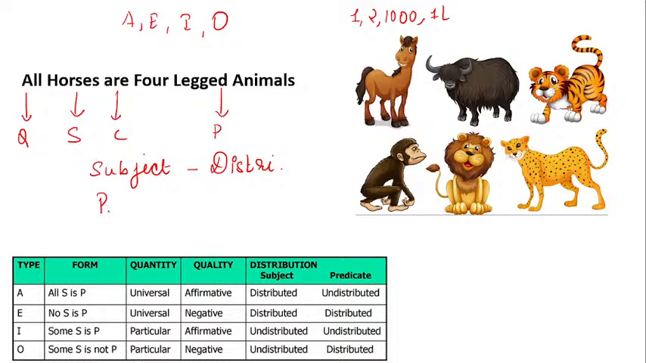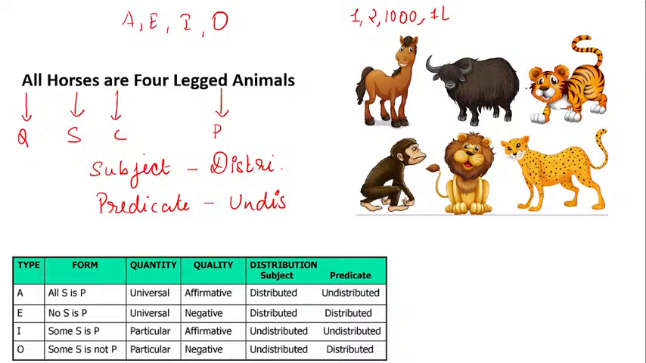Now the predicate, let's look at the predicate. Should it be distributed or undistributed? Students, four-legged animals. Since all horses are four-legged animals, the predicate is undistributed. Why? Because it has horses also. Yak is also there. Then you have tiger. Then you have lion.